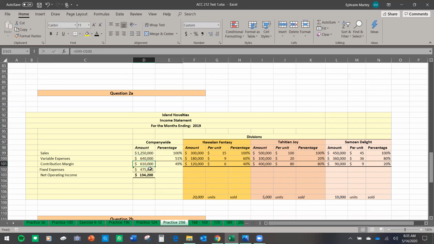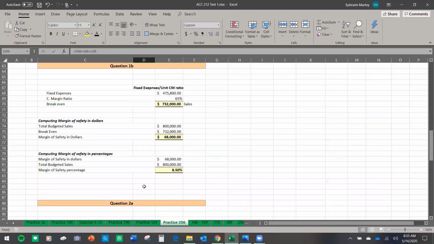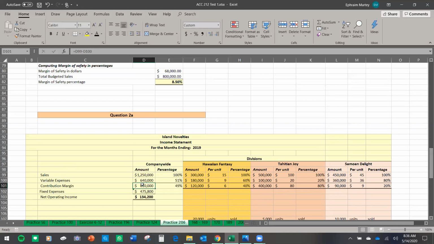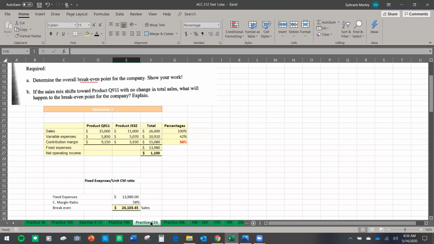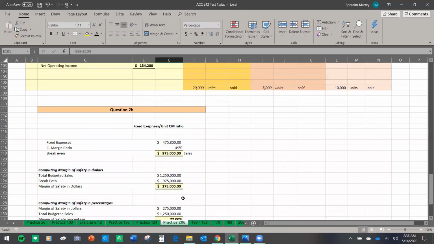that although sales increased and contribution margin also increased, the percentage of contribution margin out of the new sales is going down. So because it's going down, our break-even point also went up, because it has an inverse relationship, like I explained to you in my previous video. Okay, great. So that's how you answer that question.